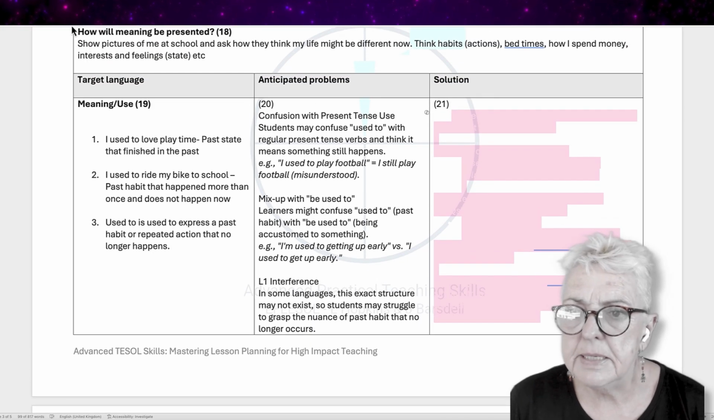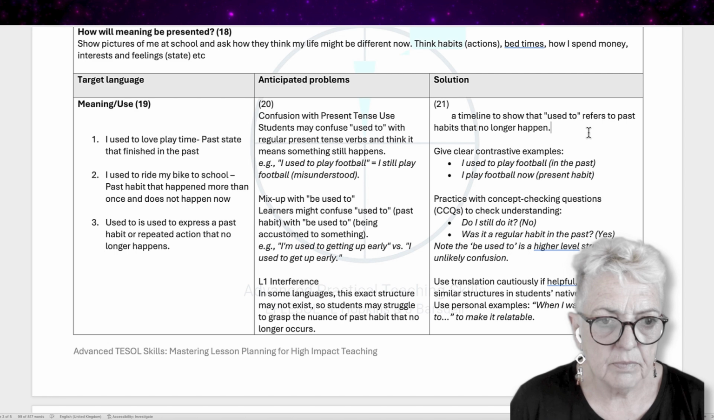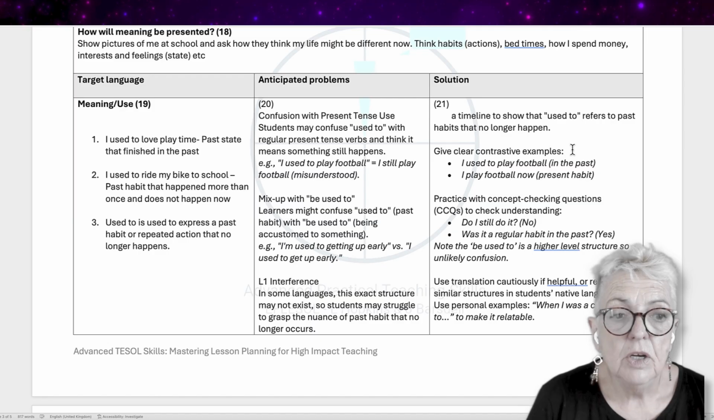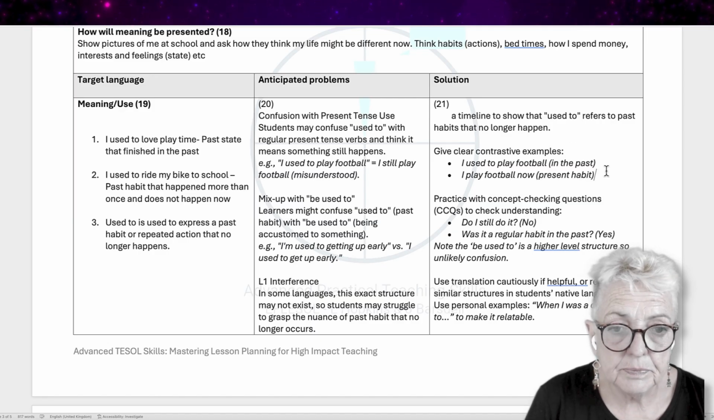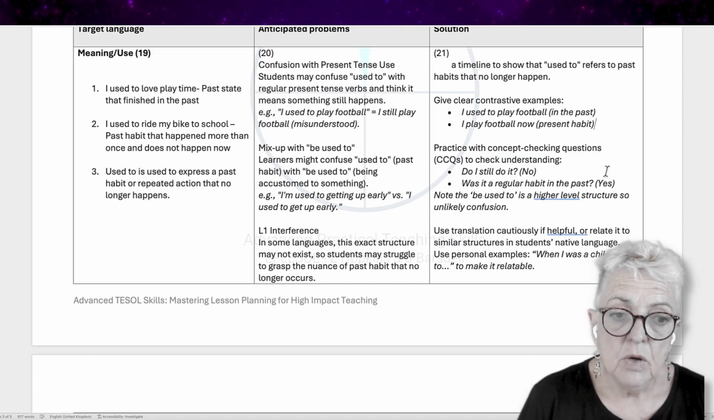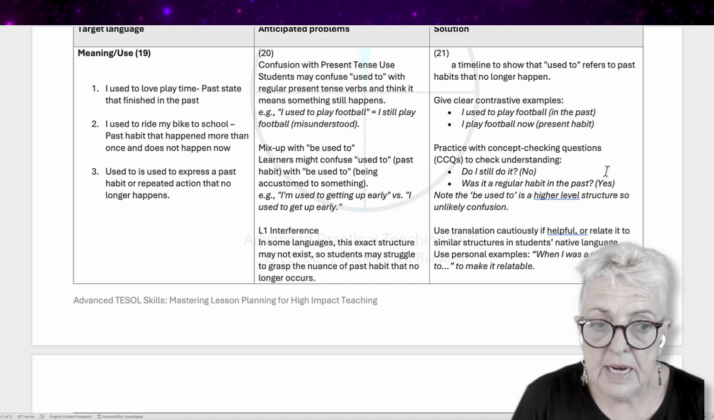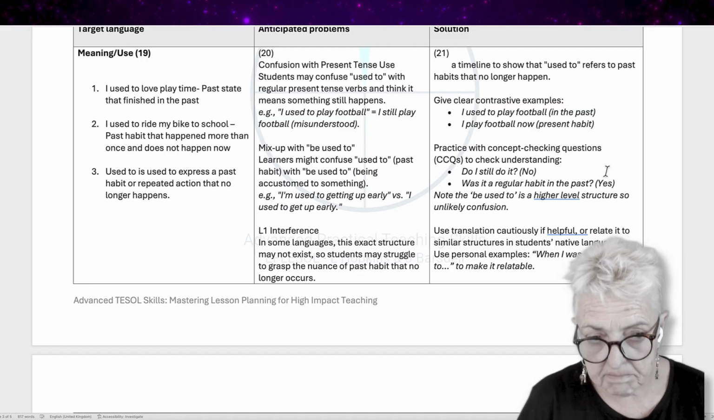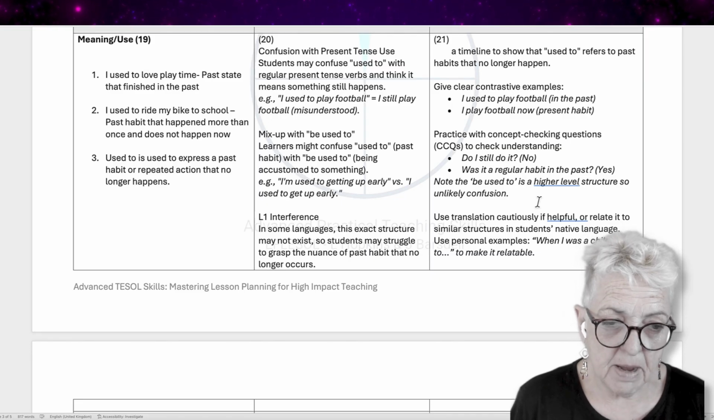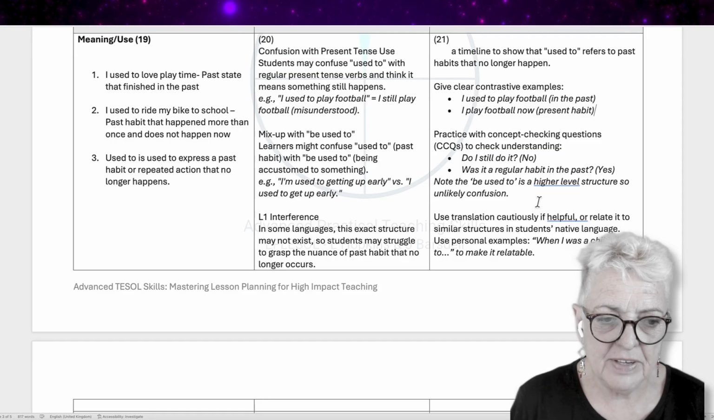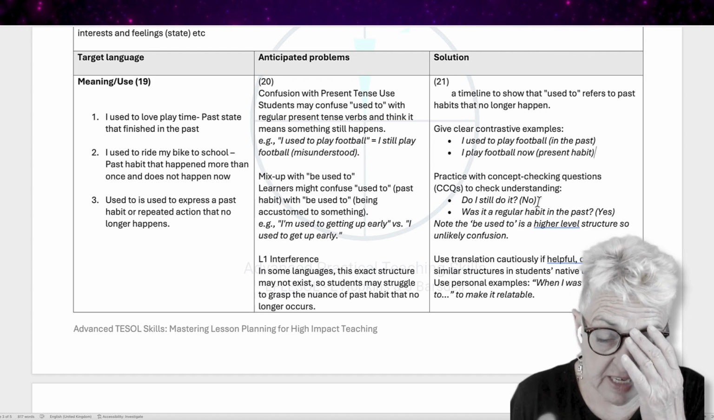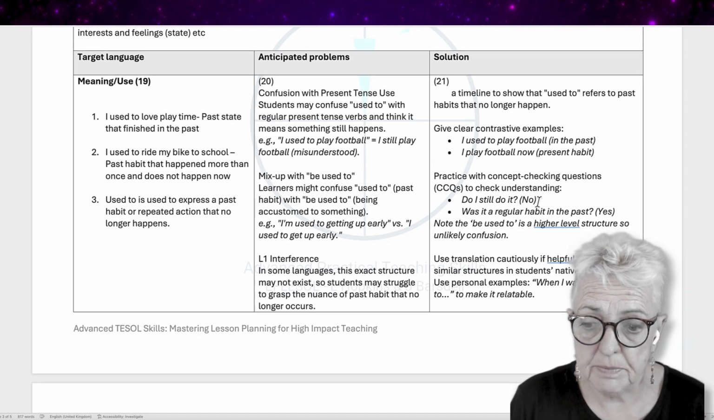So that's the anticipated problems, and my solutions are, I can use a timeline, so put everything in the past, contrastive examples, concept checking questions. Do I still do it now? Was it in the past or present? Was it a regular habit? Did I do it more than once? Etc. You may use translation, but cautiously and only if it's helpful. Okay, so target language for meaning, anticipated problems, and the solution.